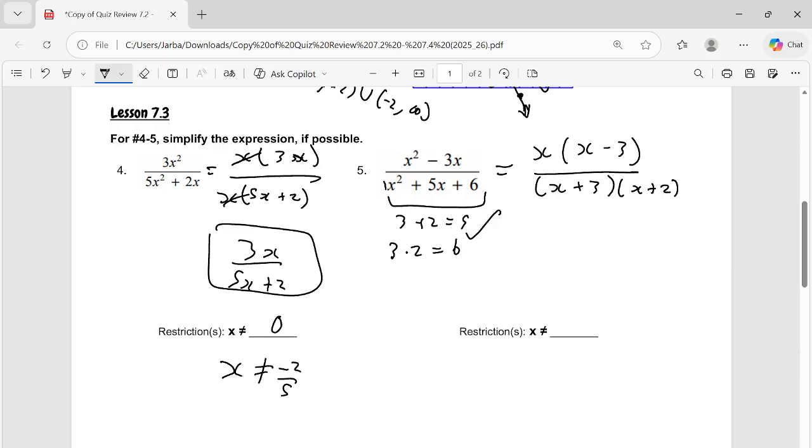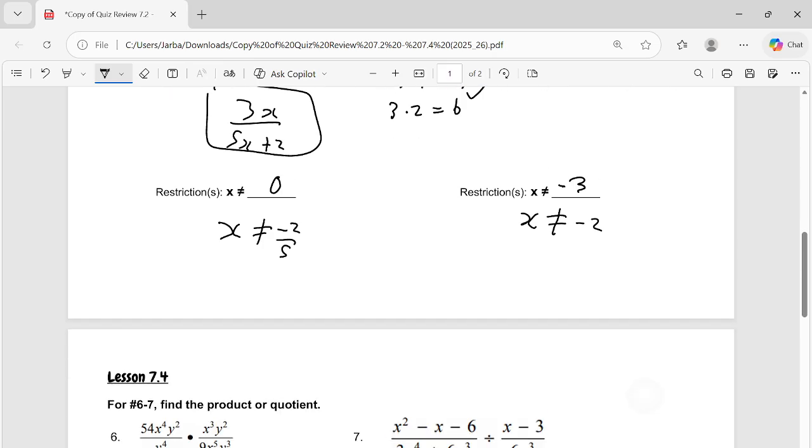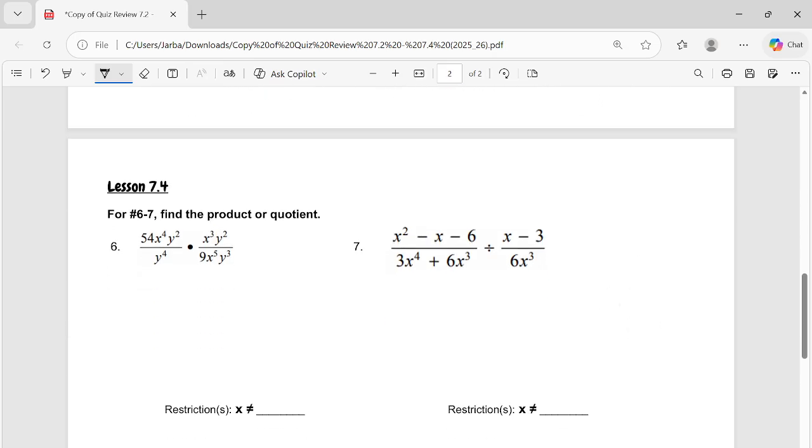And it seems like we only have a restriction when x cannot be 3 and x cannot be, sorry, negative 3 and negative 2. So if you plug in negative 3, that will cause this to be 0. If you plug in negative 2, that will mean that this becomes 0. So x can't be negative 3 and x can't be negative 2.